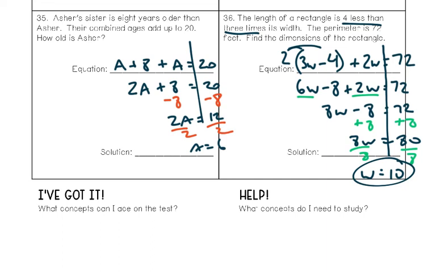The question was asking me for the dimensions. If I have the width is 10, I know that the length is 4 less than 3 times that. So 30 minus 4 is 26. So the width is 10 feet. The length is 26 feet.